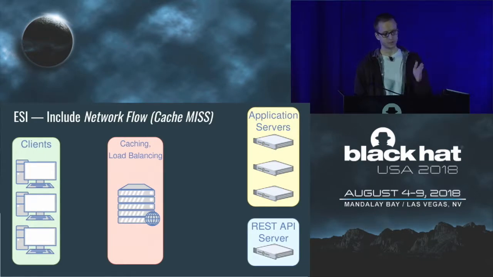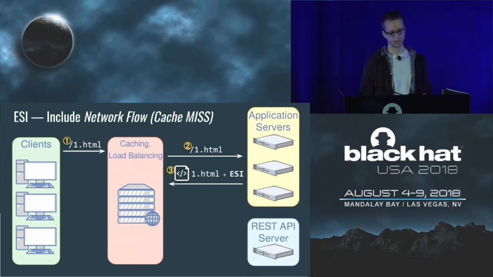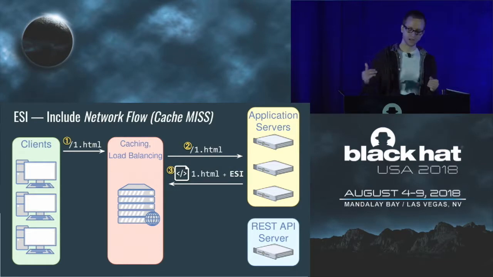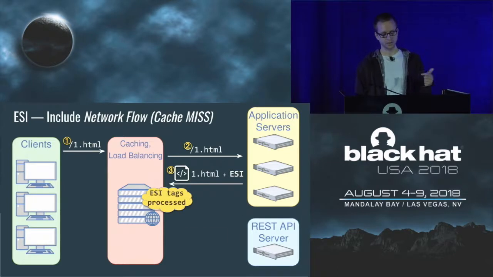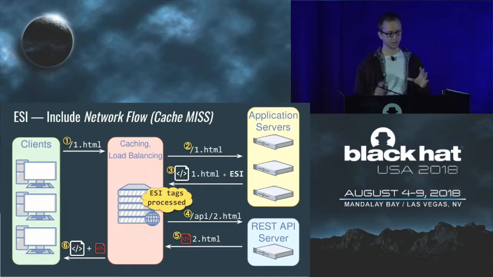So you have your clients, your load balancers, and your application servers. Your client is going to send one.html, and the caching server, since we're looking at a cache miss, is going to send the request upstream. Now, the application server is going to respond with an ESI tag in the HTTP response. Since ESI tags are in the HTTP response, the load balancer knows to parse them, and the side request for page two is sent to the API server. Now, the API responds. Now, steps 5 and 3 can be concatenated together before sending it back to the client. So this is ESI includes.